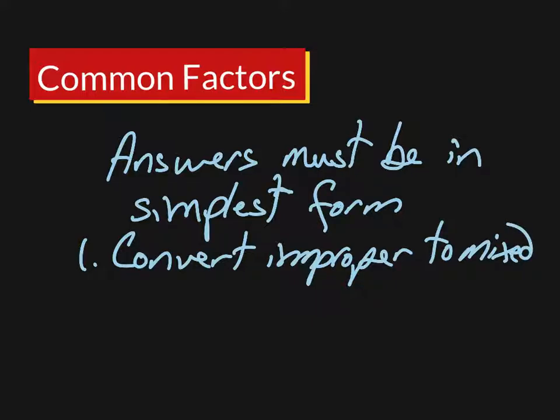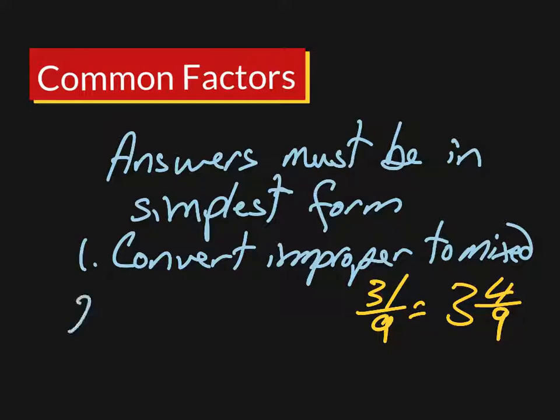So for example, say somebody tells you that something can be measured and that it's 31/9 of an inch. Well, wait a minute, that's not very easy to understand. Let's convert that improper fraction to a mixed number, and we find that that means 3 4/9. Well, that's simpler.